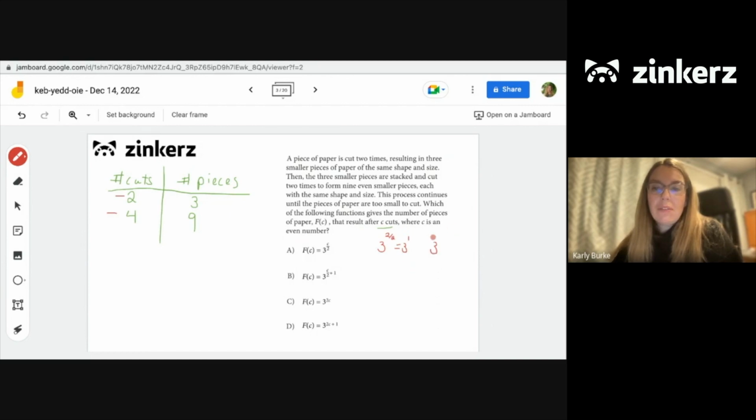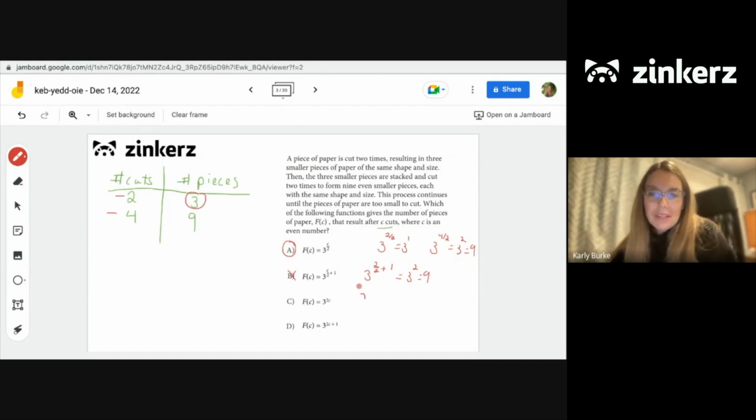If I do 3 to the 4 over 2, that gives me 3 squared, which is 9. And that also works. So the answer here is A. Let's double check and make sure that the other ones don't work. If we plug in 3 to the 2 over 2 plus 1, we end up with 3 squared, which is 9, and it's supposed to be 3, so B is out.